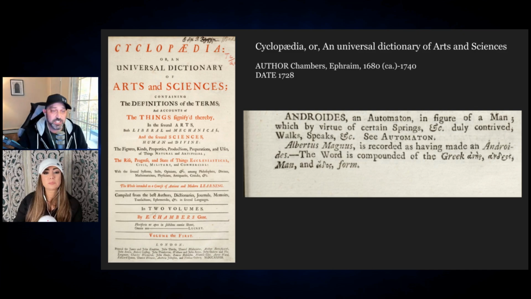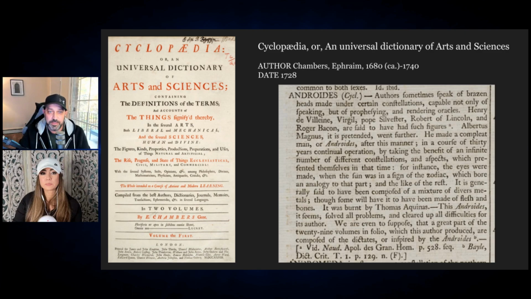And then in the Cyclopaedia Universal Dictionary, you see here the word androidus: an automaton in figure of a man, which by virtue of certain springs, duly contrived, walks, speaks, etc. I think that says, see automaton. Then it says Albertus Magnus is recorded as having made an androidus. The word is a compound of the Greek for man and whatever they say for form. So it is putting man and form together from Greek. Wow. Yeah. And then there's just another whole thing in here too where it's talking about androids.